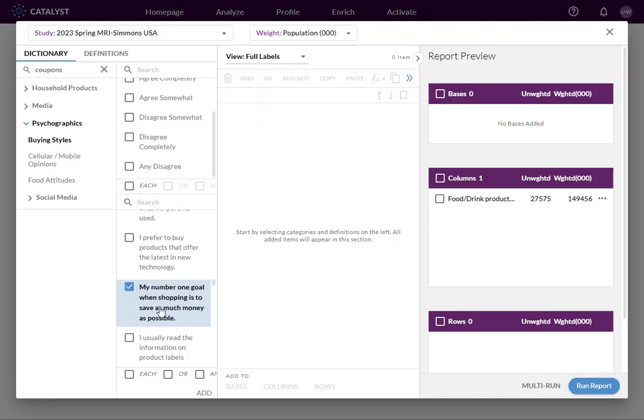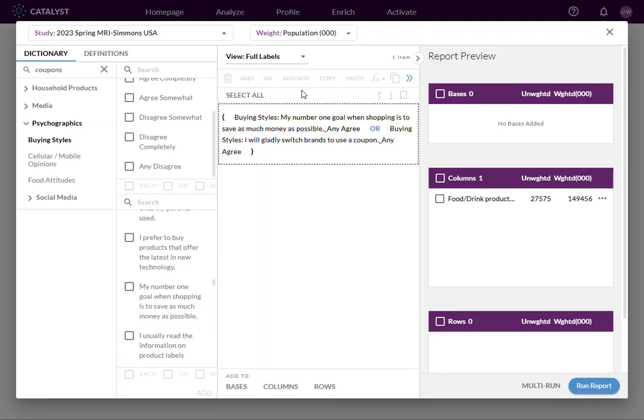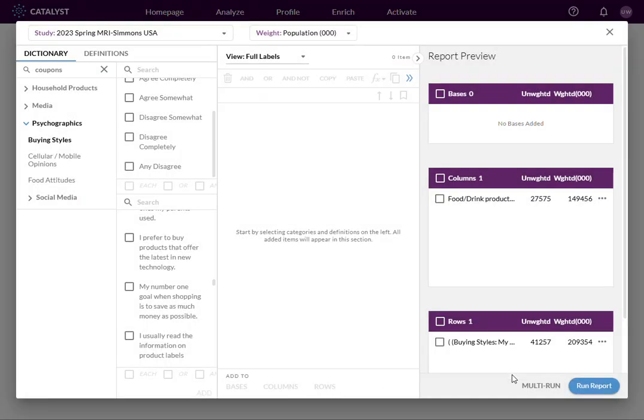So these people, we're going to say we want either of these statements because these are people who would agree that coupons matter. So we're going to add that. We don't care if they say their number one goal is to save money or if they would gladly switch brands to use a coupon. Either one means these people are extremely money conscious. I've already ordered them together when I did this down here. So now we're going to put these people in our row, and we can just click row to put those in our row.